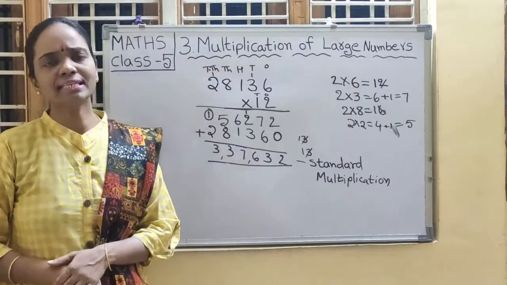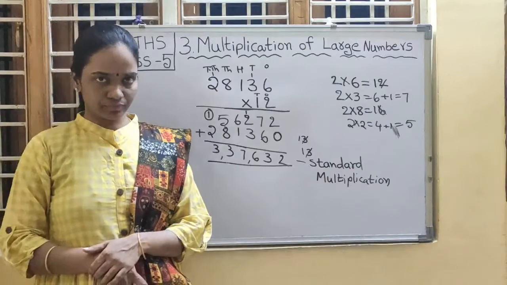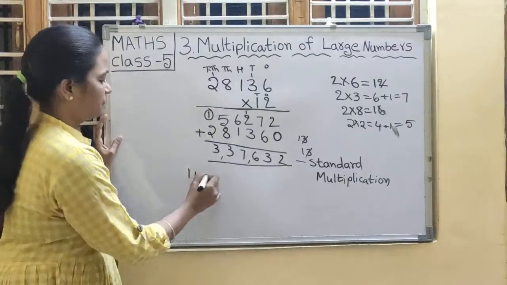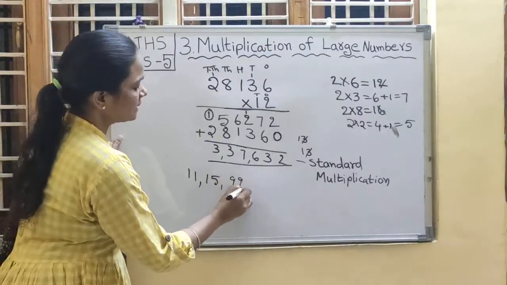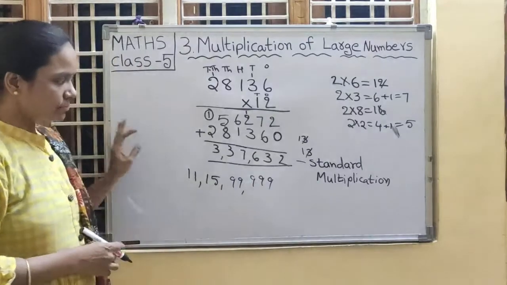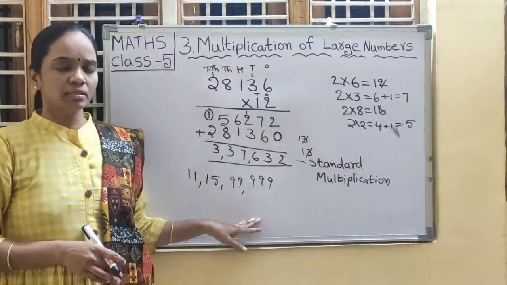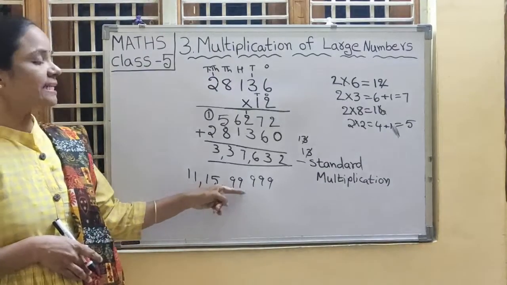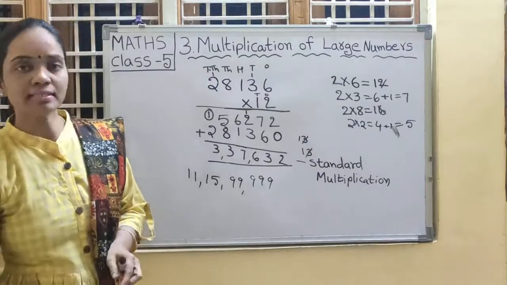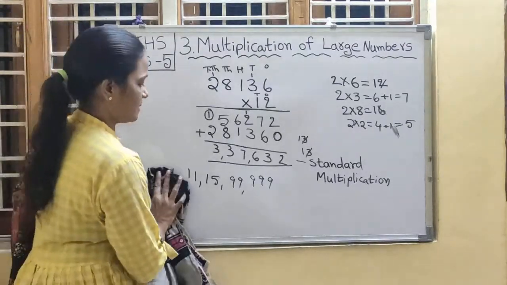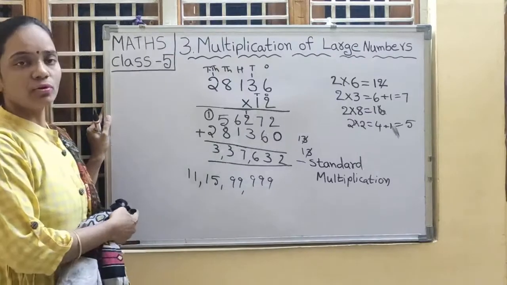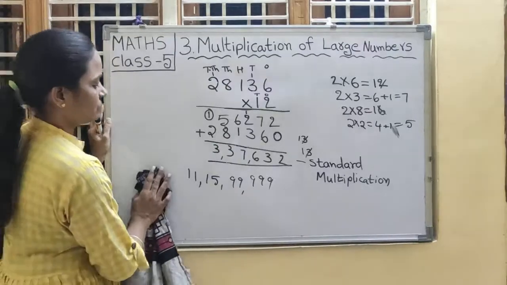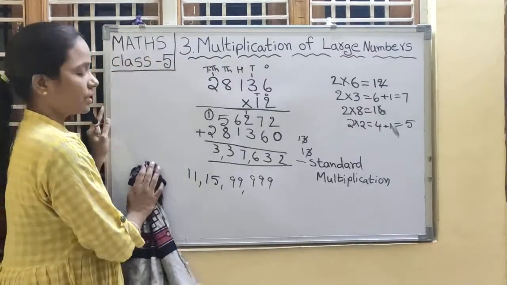So multiplication techniques means we have techniques for the numbers 11, 15, 99 and 999. Only for these numbers we have techniques in 5th class. In 5th class we are going to learn about the techniques for the numbers 11, 15, 99, 999. Okay, so what is our next concept? Multiplication techniques. Note it down, children, please. You can pause the video and note it down. Yeah, next concept.